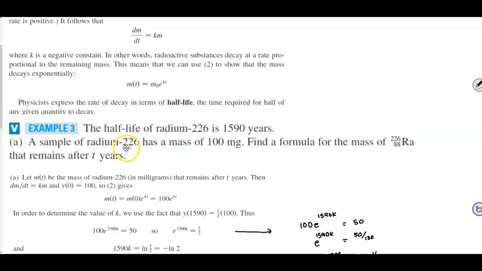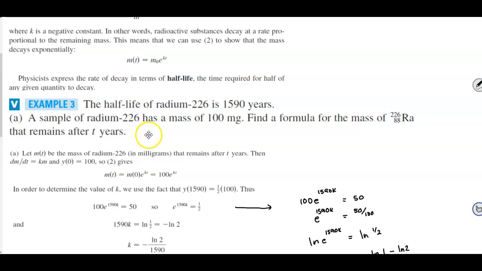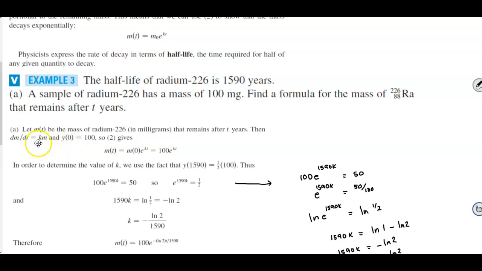Now, in example 3, the half-life of radium-226 is 1,590 years. In part A, a sample of radium-226 has a mass of 100 milligrams. We want to find the formula for the mass of radium-226 that remains after t years. So in part A, we're going to let m of t be the mass of the radium-226 in milligrams that remains after t years. Then dm over dt is going to equal the constant k times m, the mass, and the initial mass at time 0 is 100 milligrams.